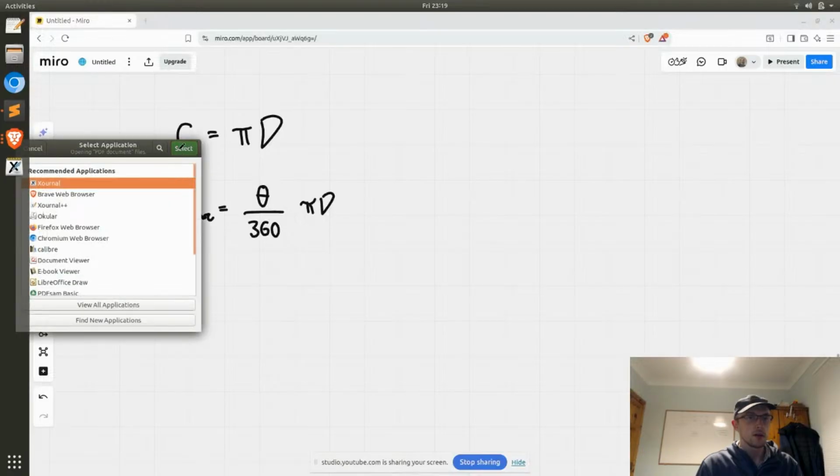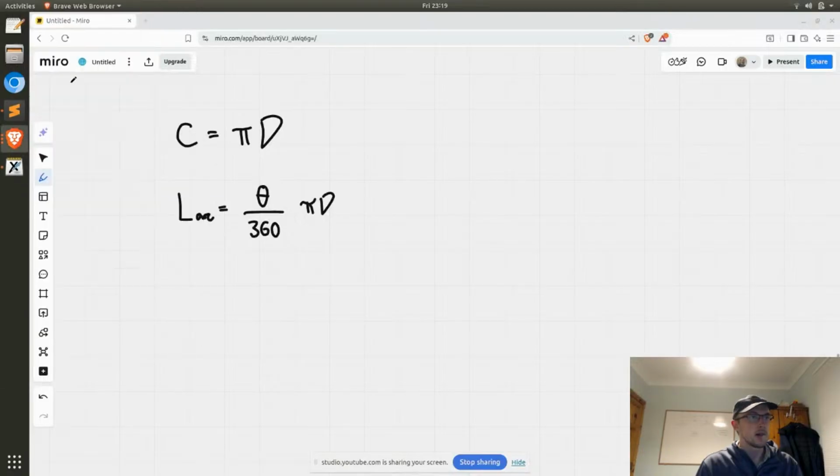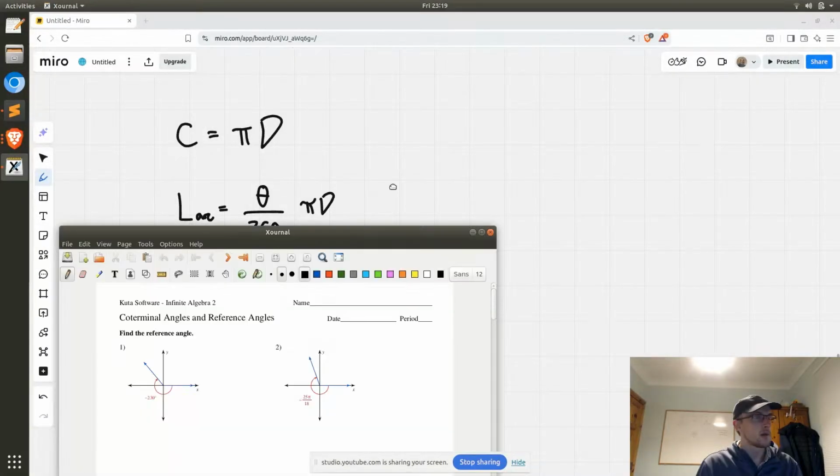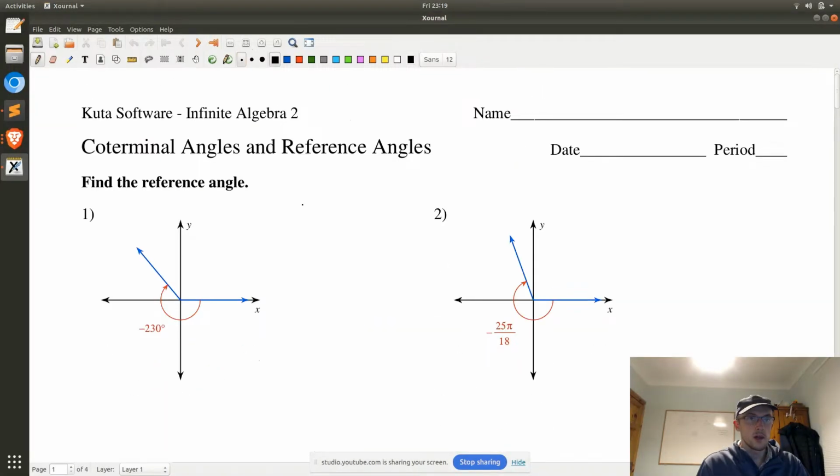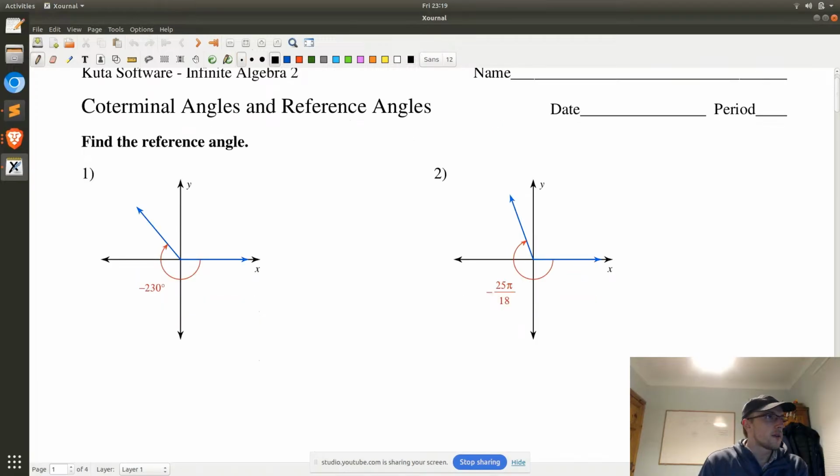Coterminal angles. Right, find the reference angle. Okay, I'll check like a page at a time. All right. Okay, so in that quadrant there, so I believe it's going to be 50 degrees.